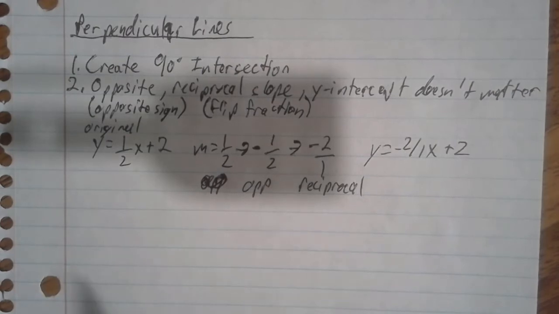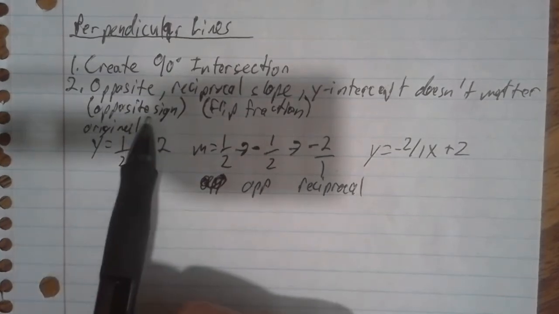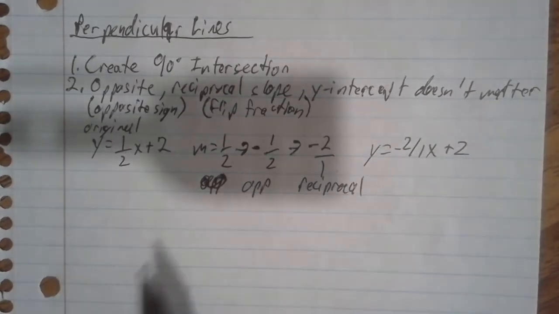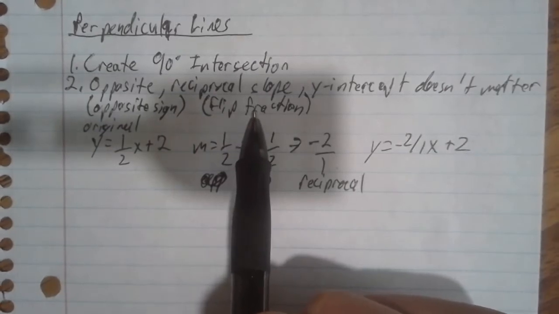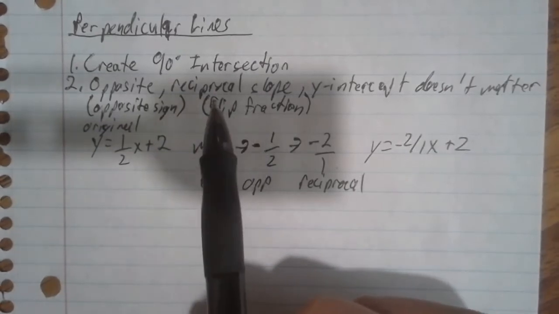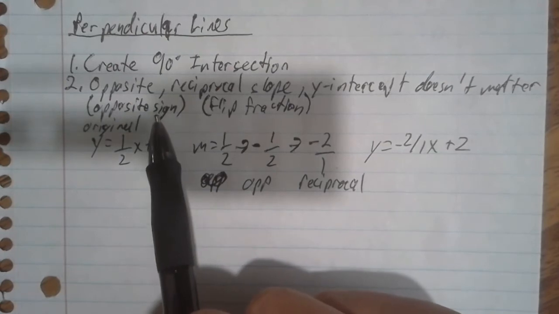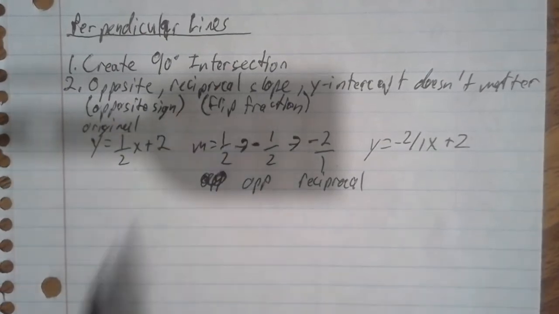And whenever I say opposite, I mean the opposite sign. And when I say reciprocal, I mean we flip the fraction. So we're talking about the slope here. We have to make it opposite and flip the fraction.